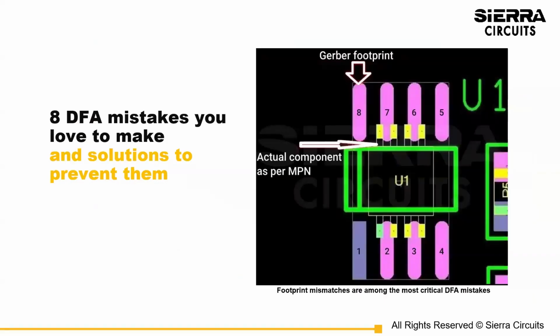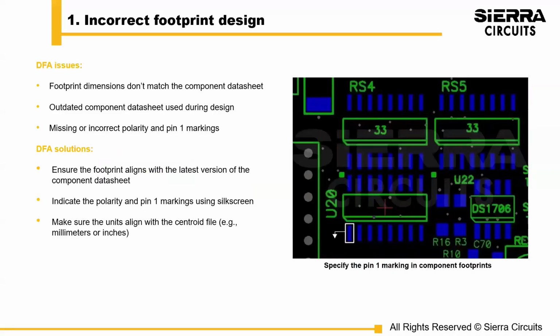So we'll start with the 8 DFA mistakes that I mentioned earlier. The first one is incorrect footprint design. One of the most frequent DFA problems we see starts with component footprints. If the footprint dimensions do not match the datasheet, it might cause placement errors. Another common issue is using an outdated component datasheet. Missing or incorrect polarity and pin 1 markings increase the risk of orientation errors.